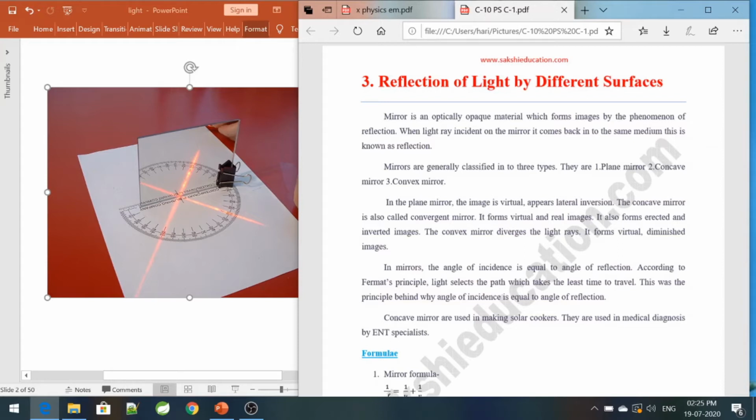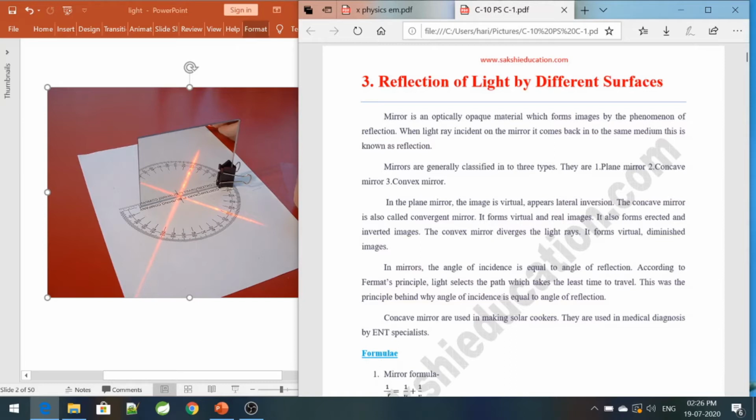And the concave mirror is also called a convergent mirror. It forms virtual and real images. Real images are formed by the concave mirror, which is also known as a convergent mirror. Convergent means coming together. Divergent means apart from. So light rays are coming together and meeting at a point, whereas divergent means they are splitting apart.